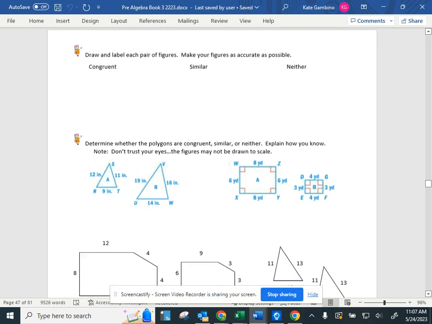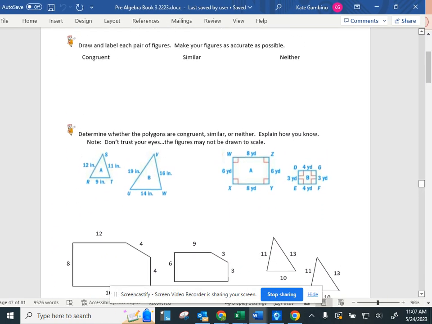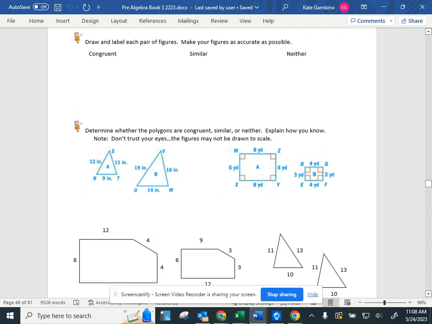So at the top, it says draw and label each pair of figures. Make your figures as accurate as possible. So congruent, you need to draw two shapes that are congruent, so they have to look like what? Same shape, same size, and you have to label it. How can we label that? Tatum? You can put measurements.